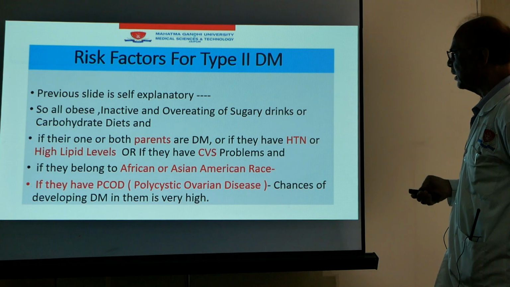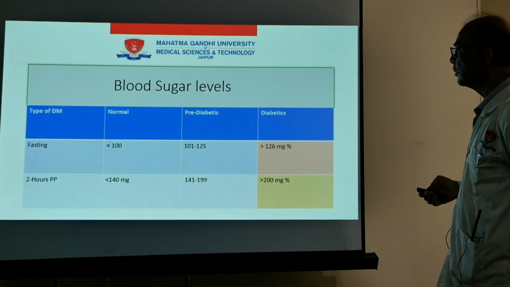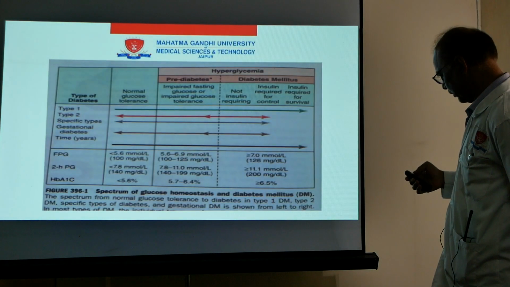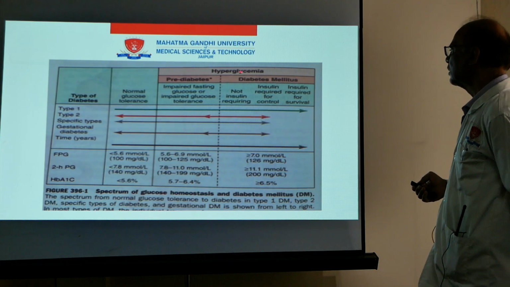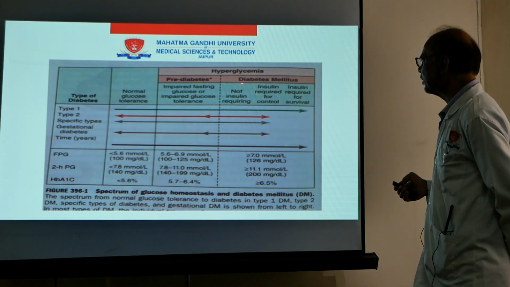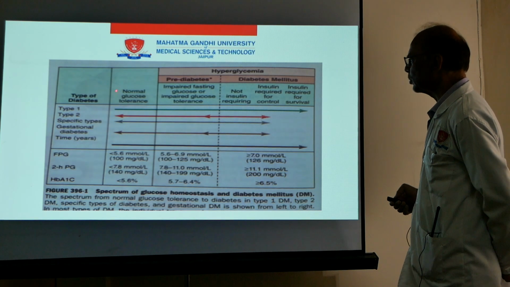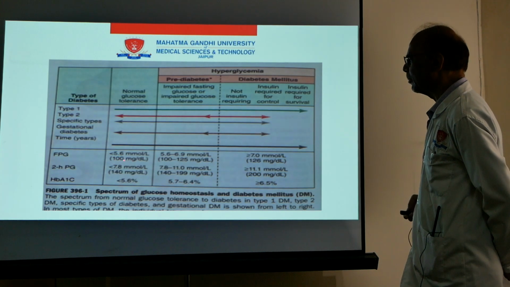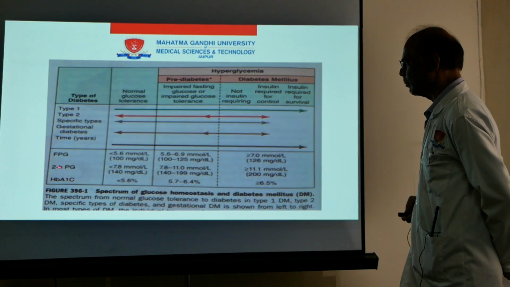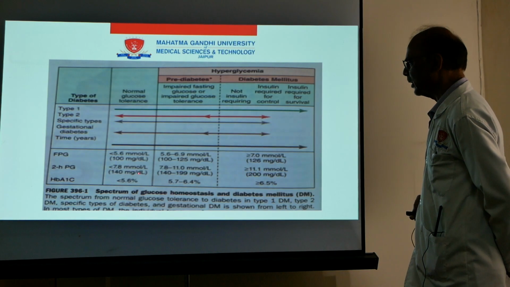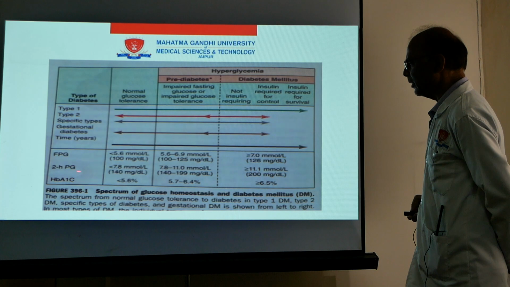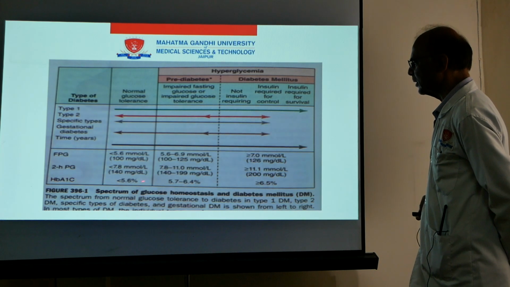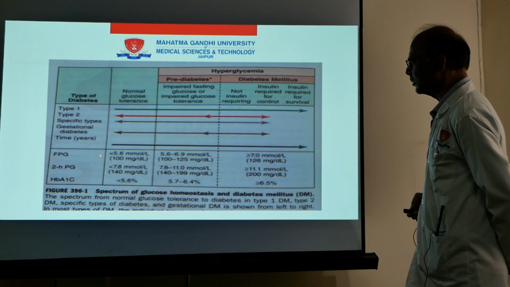So risk factors we already discussed. Here we see how we diagnose diabetes mellitus. In normal glucose tolerance, if the patient's fasting plasma glucose is less than 100, the patient is normal, not diabetic. If 2 hours postprandial glucose is less than 140, he is a normal or normoglycemic patient. If HbA1c is lower than 5.6%, then the patient is normoglycemic.